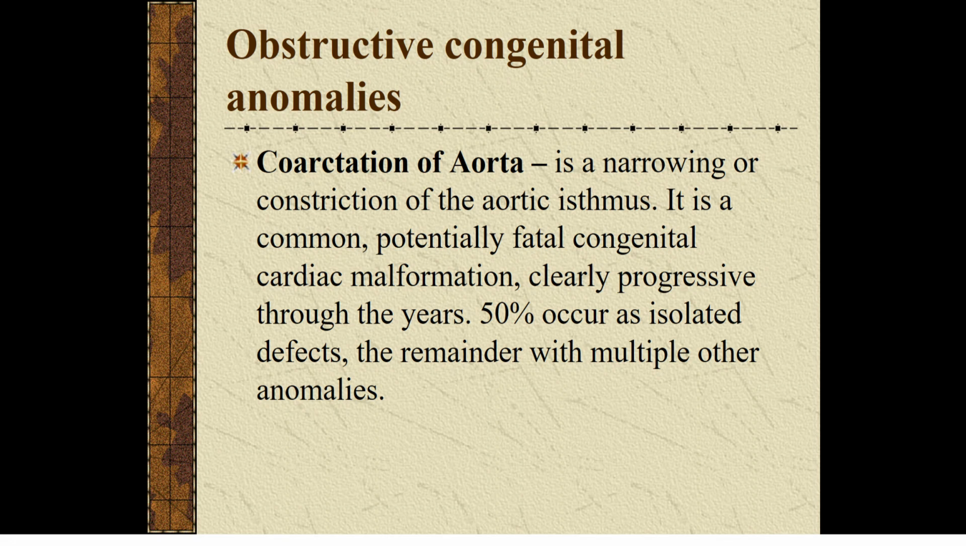Obstructive congenital anomalies. Coarctation of the aorta is a narrowing or constriction of the aortic isthmus. It is a common, potentially fatal congenital cardiac malformation, clearly progressive through the years. 50% occur as isolated defects, the remainder with multiple other anomalies.